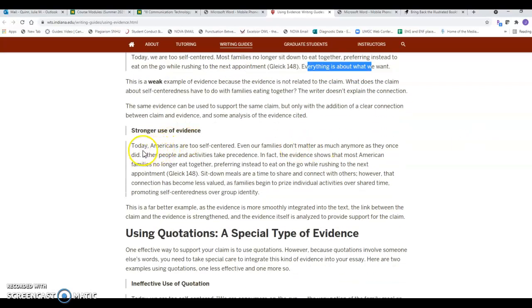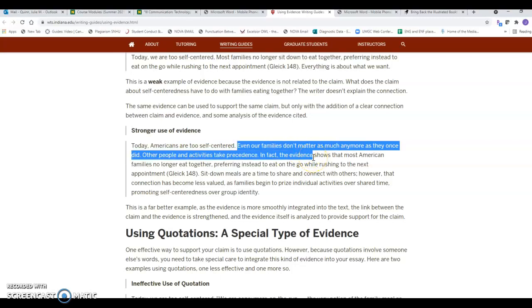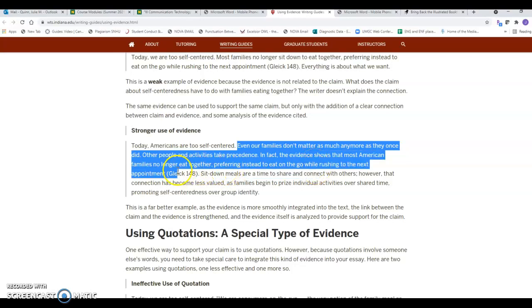Look at the stronger example. Today, Americans are too self-centered. Even our families don't matter as much anymore as they once did. Other people and activities take precedence. In fact, evidence shows that most American families no longer eat together, preferring instead to eat on the go.